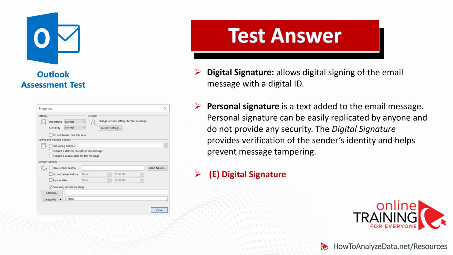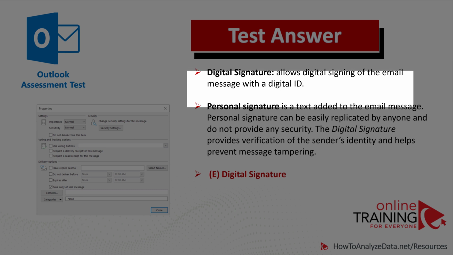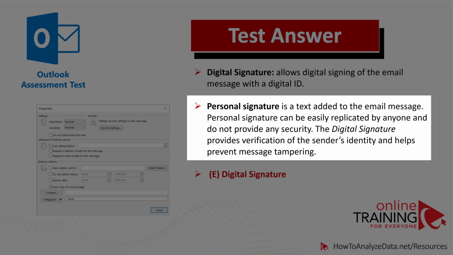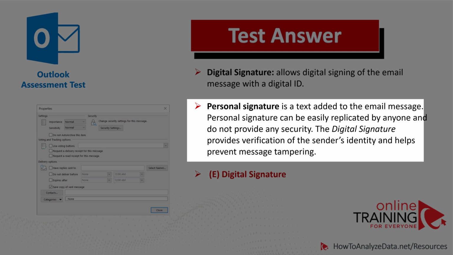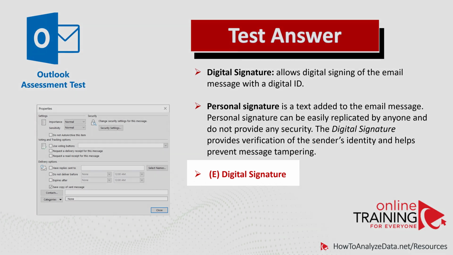Let's recap. Digital signature is the feature of Outlook which allows digital signing of the email message with a digital ID. Personal signatures, on the other hand, are text added to the email message. They do not provide any security. Personal signatures can easily be replicated by anyone and do not provide any additional security. The digital signature, on the other hand, provides verification of the sender's identity and helps prevent message tampering. So the correct choice here is choice E, digital signature. Hopefully you've nailed this question.